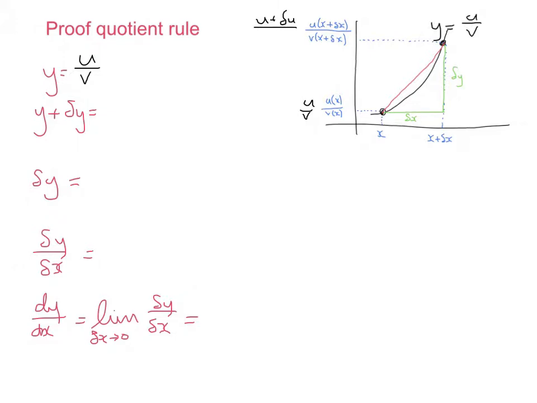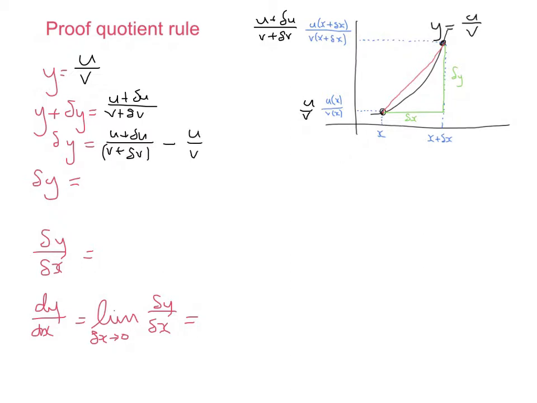So that represents the function u at the point x plus delta x, and v plus a little bit of v to represent the bottom of the fraction, v of x plus delta x. So y plus delta y is u plus delta u over v plus delta v. So if we want to get delta y, delta y is equal to u plus delta u over v plus delta v minus u over v.